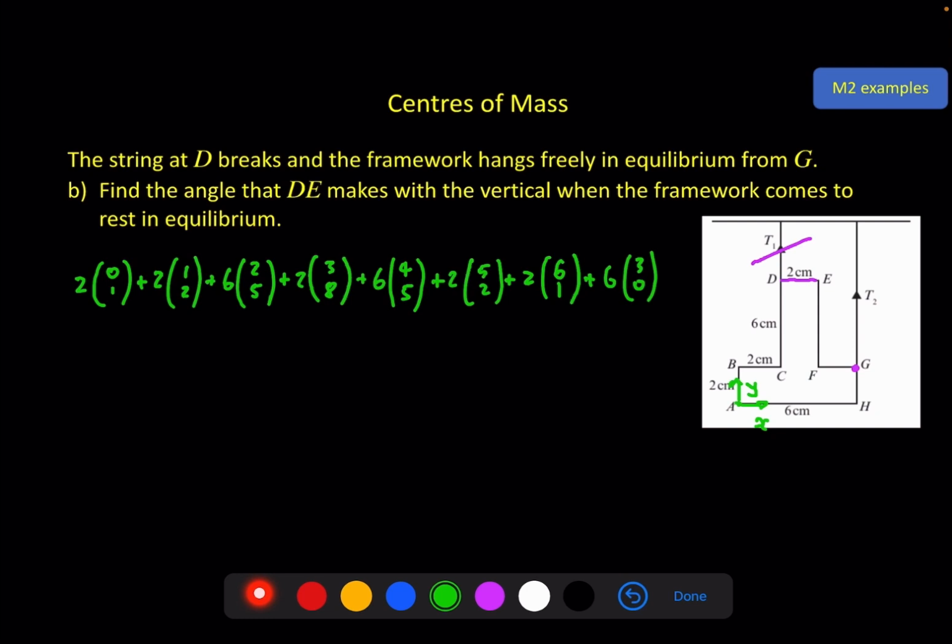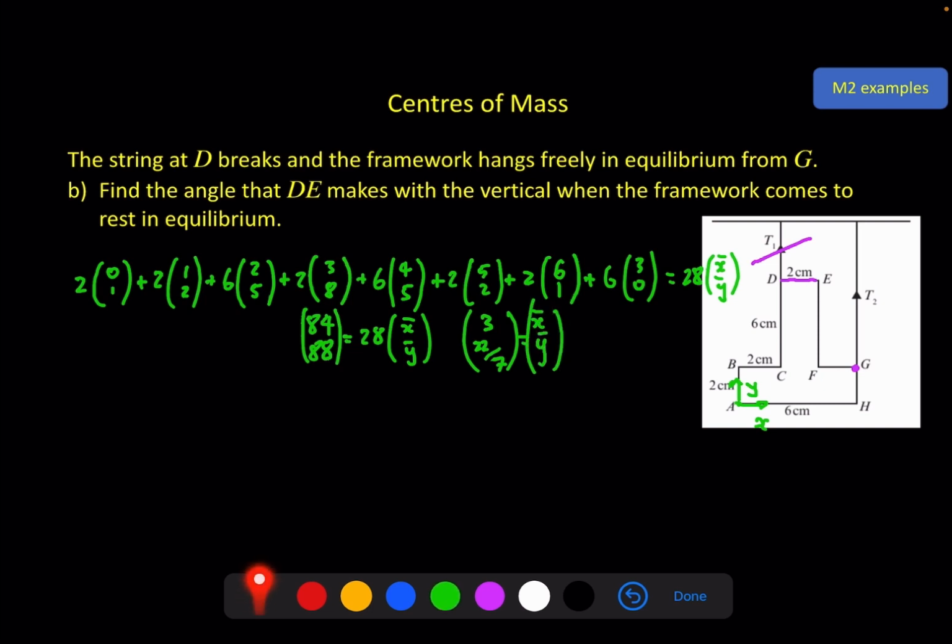And all of that has to come together to equal the total length of the framework, which is 28 centimeters, with x bar, y bar, which gives 84, 88 equals 28 x bar, y bar, which then gives 3 and 22/7 for x bar and y bar. Not surprising, on the x bar we knew that it was along this line of symmetry, 3 centimeters in, but more importantly 22/7 up from AH, which puts it about here.